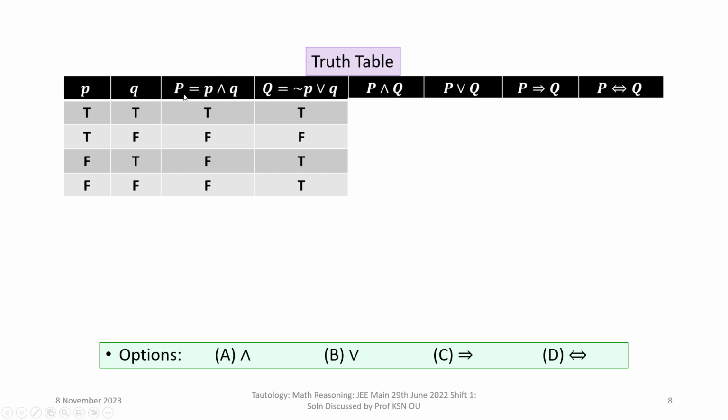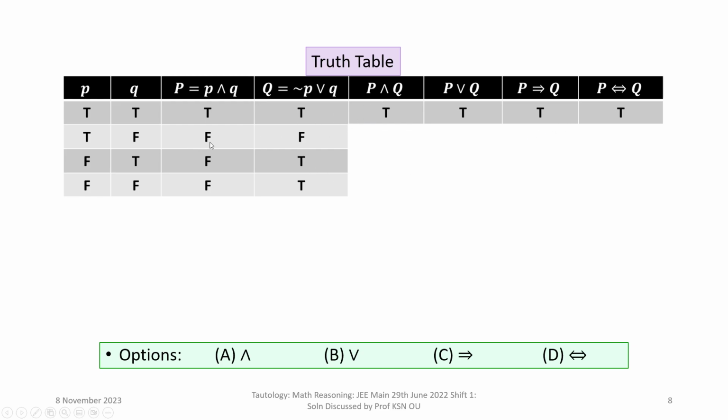Now concentrate on capital P and capital Q. Now P, T and T, T. T or T, T. T implies T, T. T implies and implied by T. So that is what we have filled up. So all are T's, therefore it's okay.